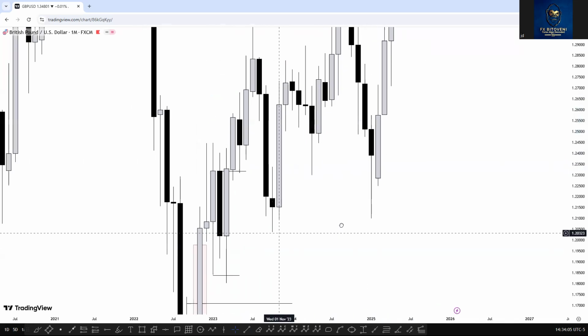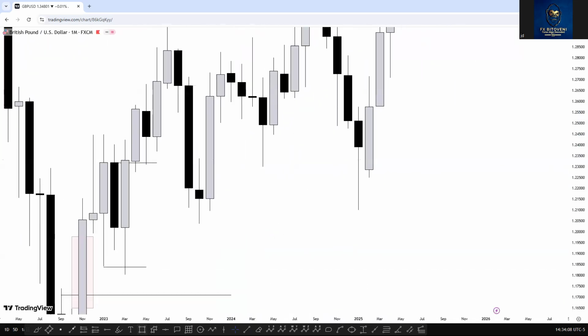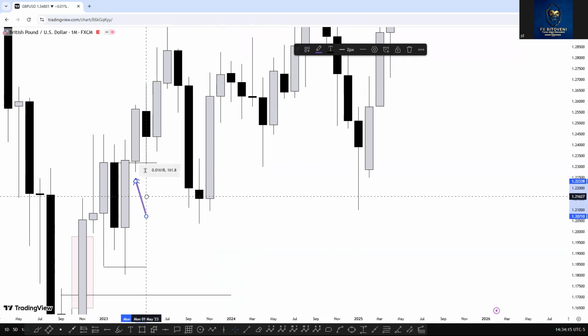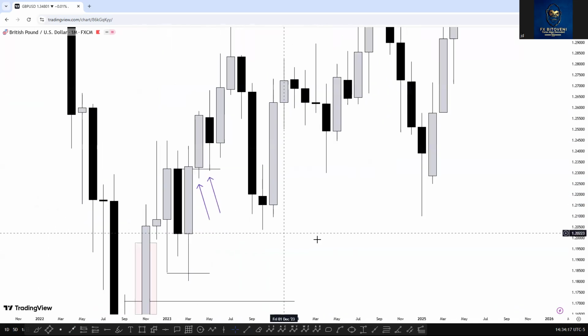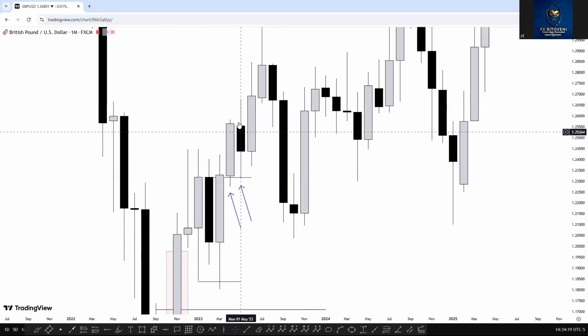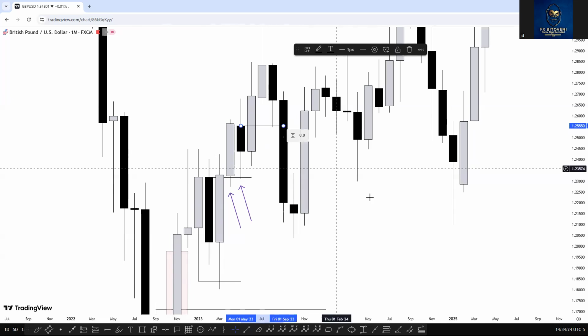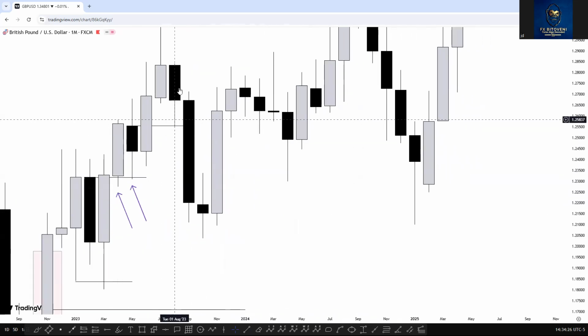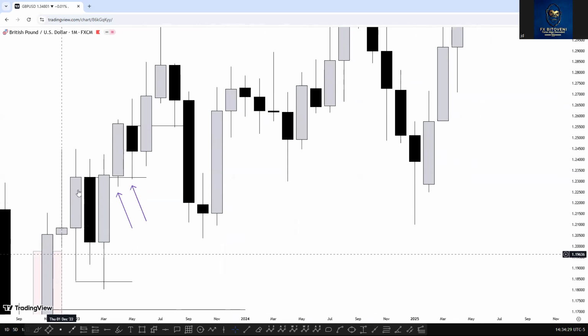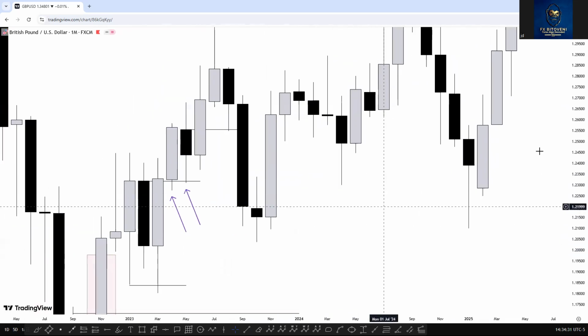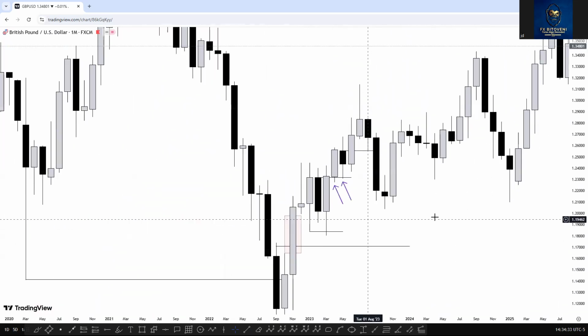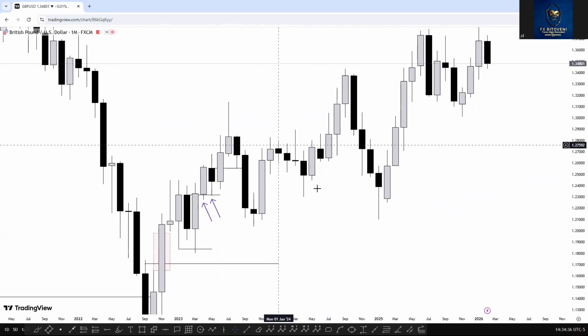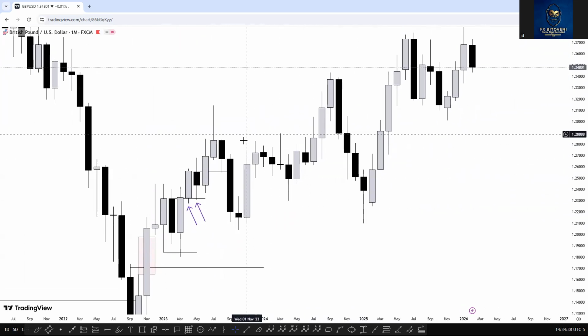So where is the first test? The first test is here. This is your first test. Another test is here. Then another one was created here, which was tested a little bit. Then market eventually come back to this level for the sake of liquidity, for the sake of structure, if you understand.